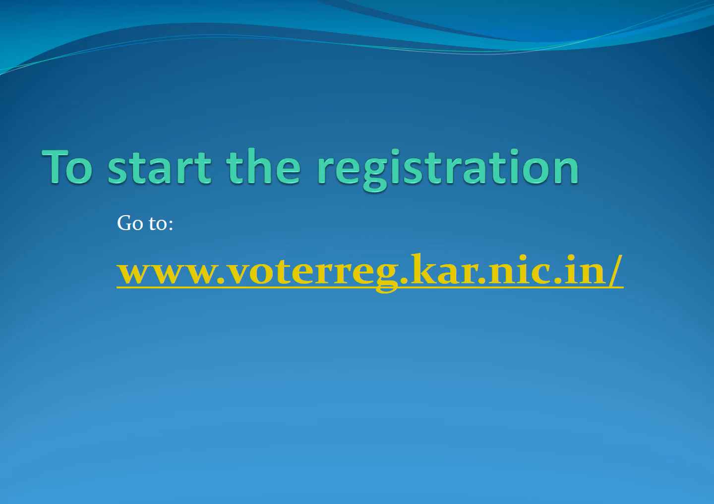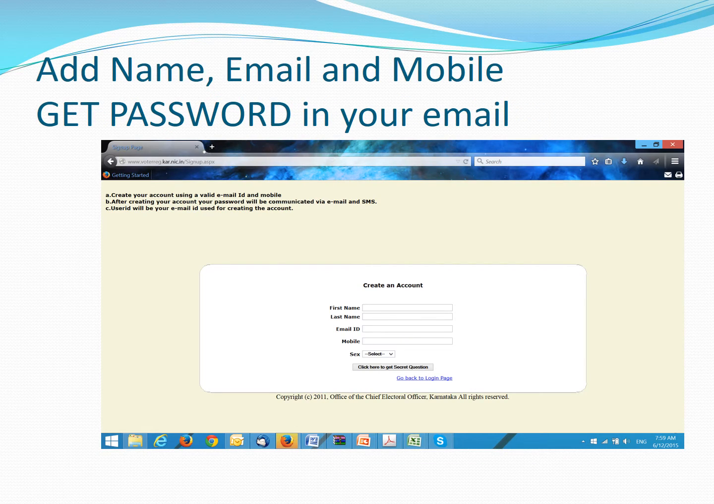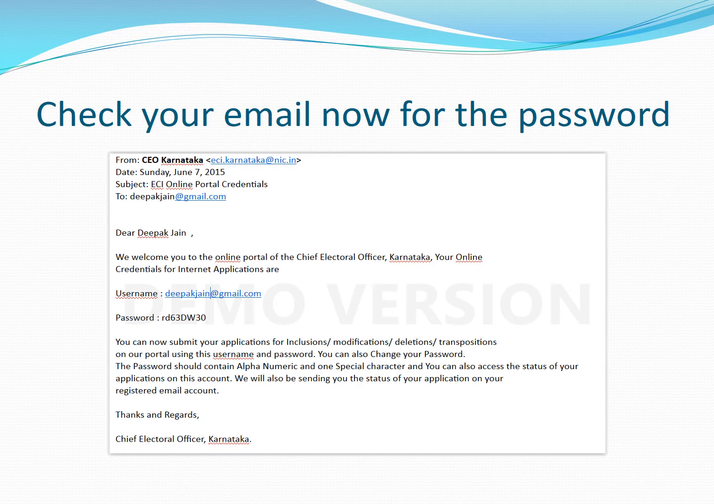So to start the registration process, go to this website, which is voterreg.kr.nic.in. You will first have to register. If you see at the bottom there, the red circle is on the register. Once you click register, it will ask you for your first and last name, your email ID, mobile, and your sex, and you click to get a secret question, and then once you do that, you will then get an email giving you a password, at which point you will then go back to the login page.